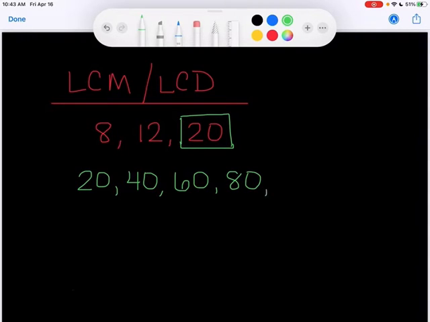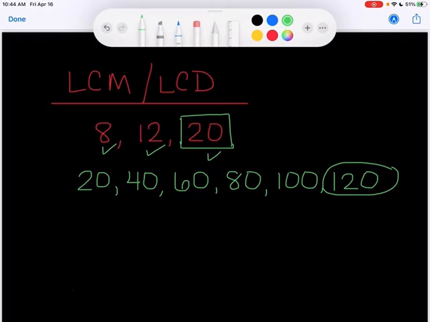Okay, and we're going to keep doing this. That doesn't work. 120. Okay, and again, having a calculator next to you makes it helpful. So I know that 12 goes into 120, because 12 times 10 is 120, but if I divide 120 by 8, I get an even 15. So it works for both of these, and it obviously works for 20 because we're doing multiples of 20. So the least common denominator for these is going to be 120.